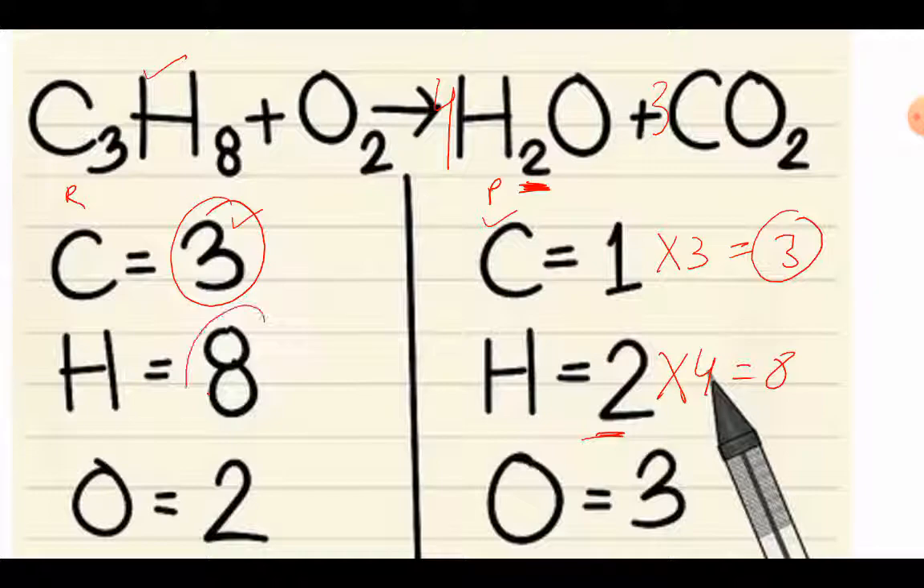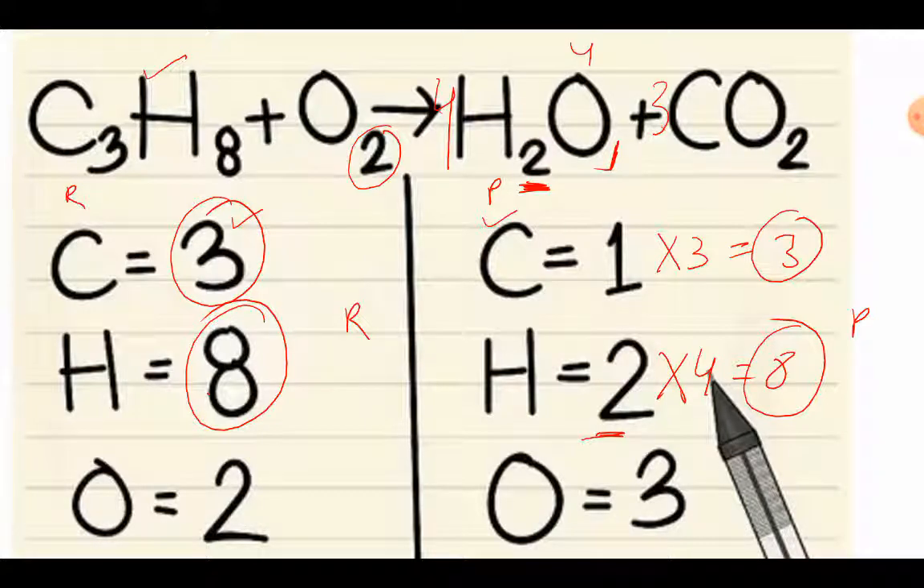So it means that hydrogen is also balanced on the reactant side and the product side. Now we are left only with oxygen. On the reactant side oxygen is 2, but on the product side 4 into 1, nothing is written now. So this is 4 into 1, 4, and this is 3 into 2, 6, and in between there is a plus sign. So total how many oxygen do we have?